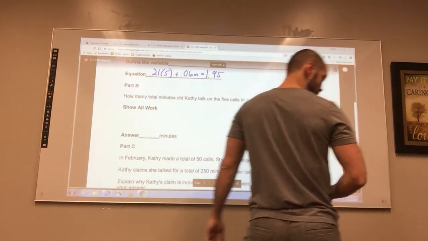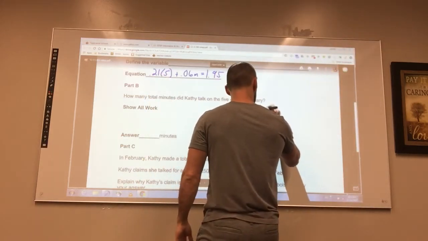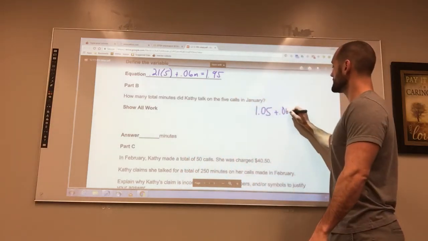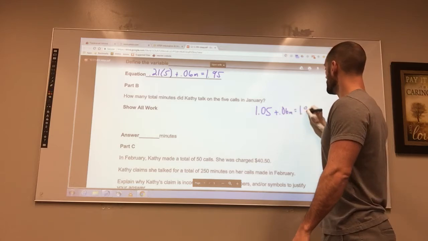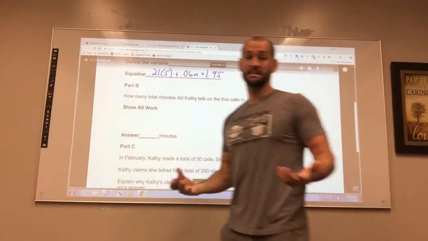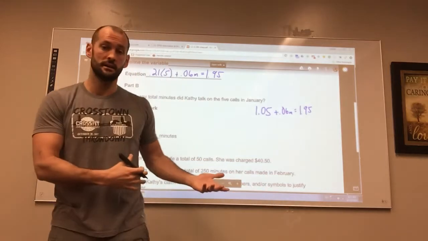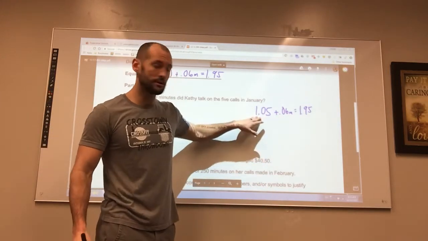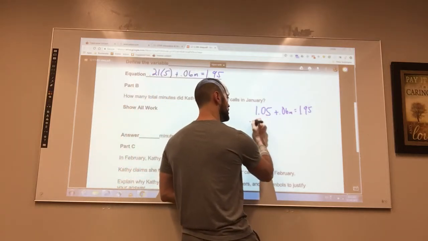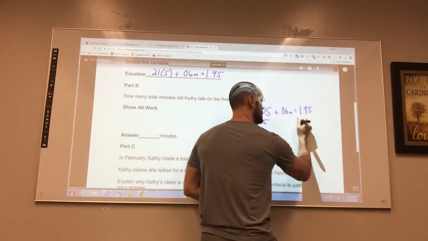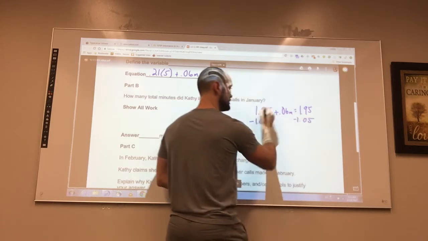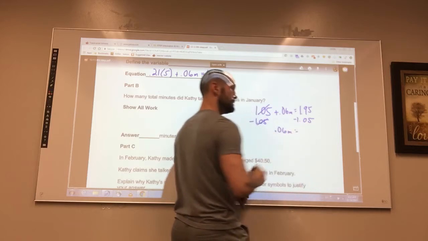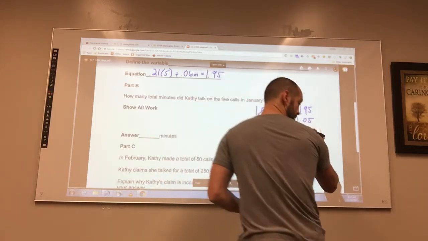0.21 times 5, we get 1.05 plus 0.06 m, nothing else changed, equals 1.95. Okay, when we're isolating a variable, we have to undo what's being done and get it all alone. So if 0.06 m is being added with 1.05, to get rid of a positive 1.05, we subtract 1.05, leaving us with 0.06 m equals 0.9.